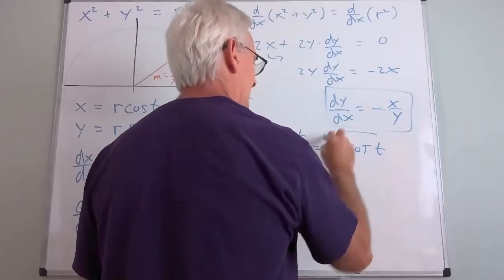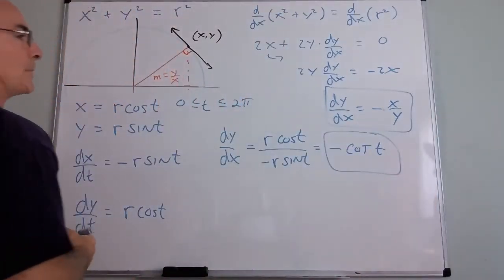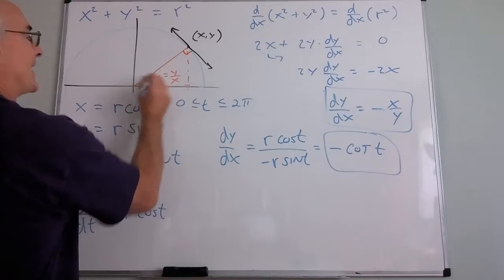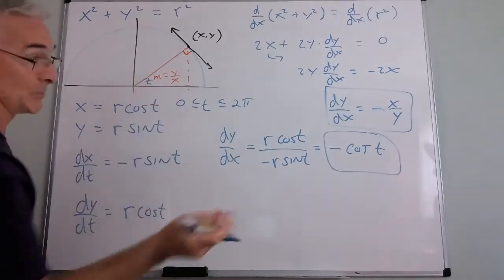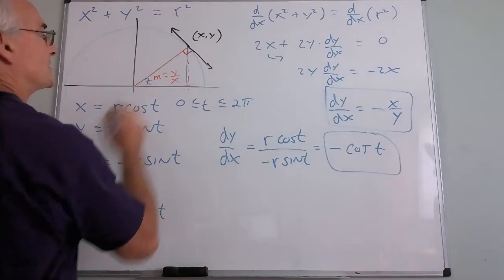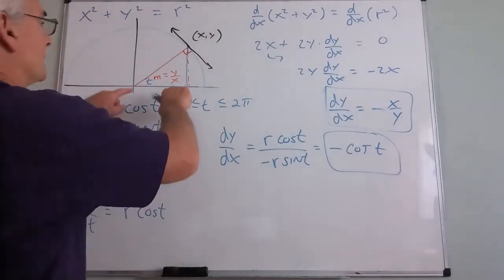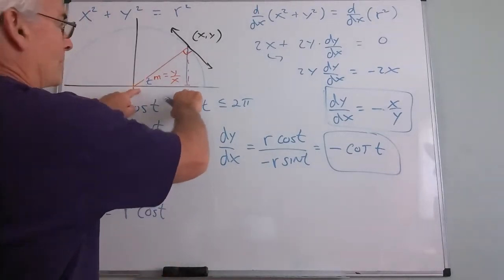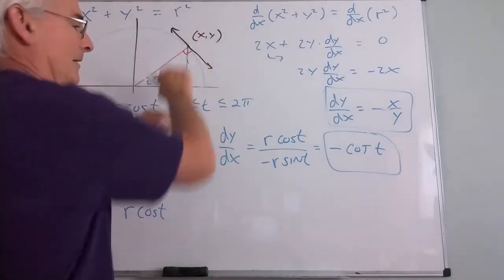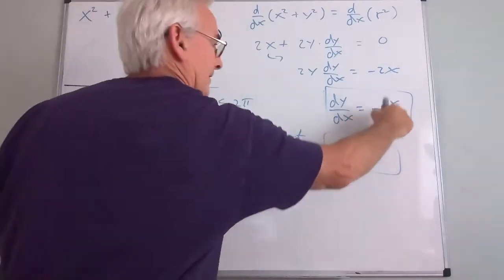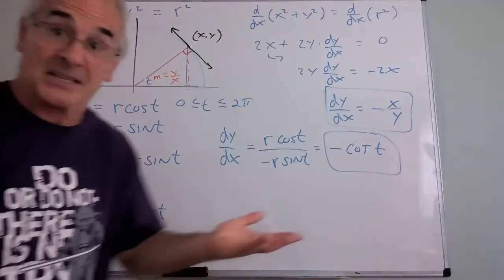And I'm claiming that this answer and this answer are the same. Well, let's see. If I go back to my picture here, let's call that angle, actually not theta, sorry. Let's call that angle t. If that angle's t, then the cosine of t over the sine of t is the same as x over y. Same thing, isn't it? So in other words, it is exactly the same answer.